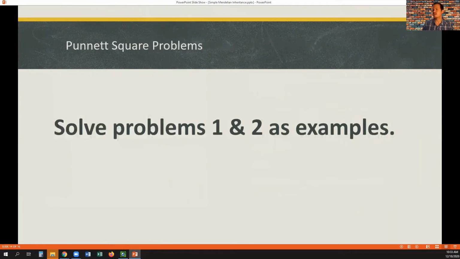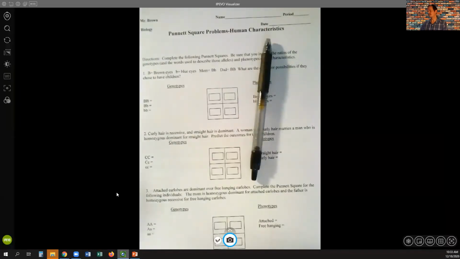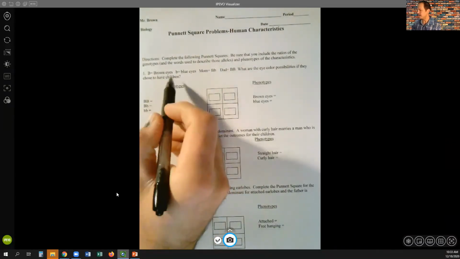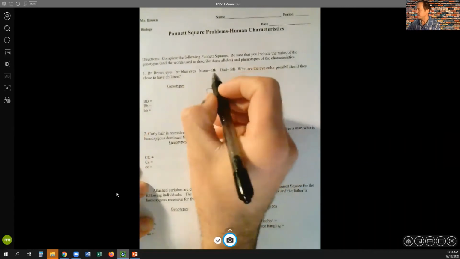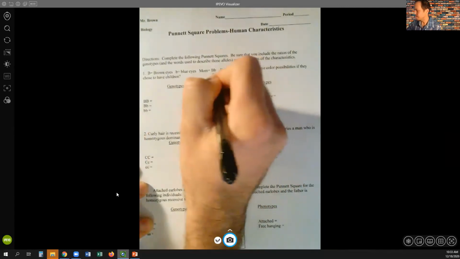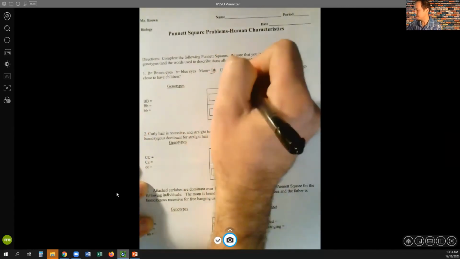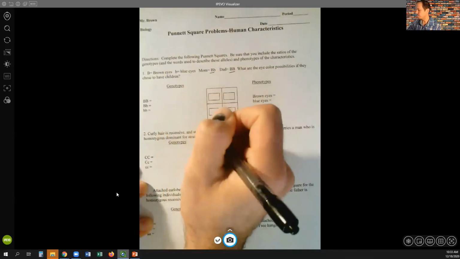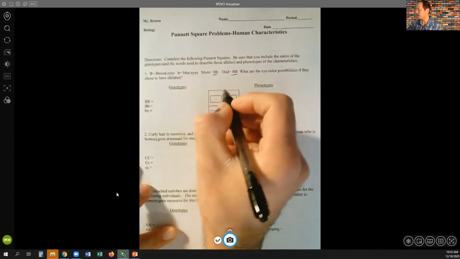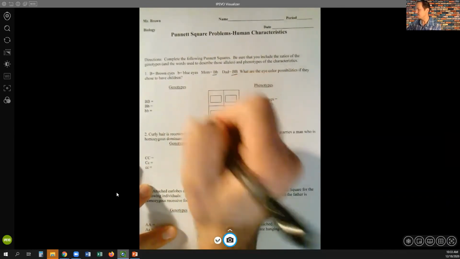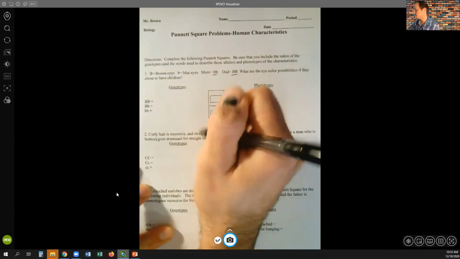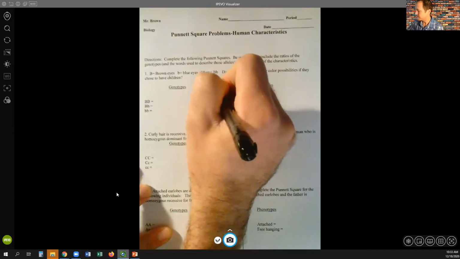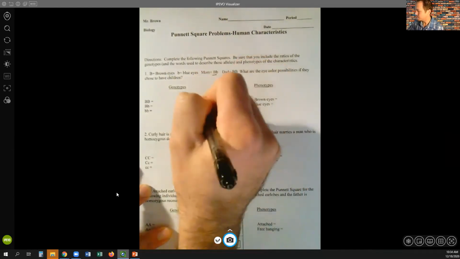Okay, so now we're going to solve problems number 1 and 2 together as a class. So question number 1, brown eyes is dominant over blue eyes. So the mother's genotype is heterozygous, big B, little b. The dad's is homozygous dominant. So once again, it doesn't matter which parent we put where, but we do need to put the parents' genotypes on the top and the left side of our Punnett square, and we need to separate our alleles. So here we have the dad is big B, and then the mom is big B, little b.